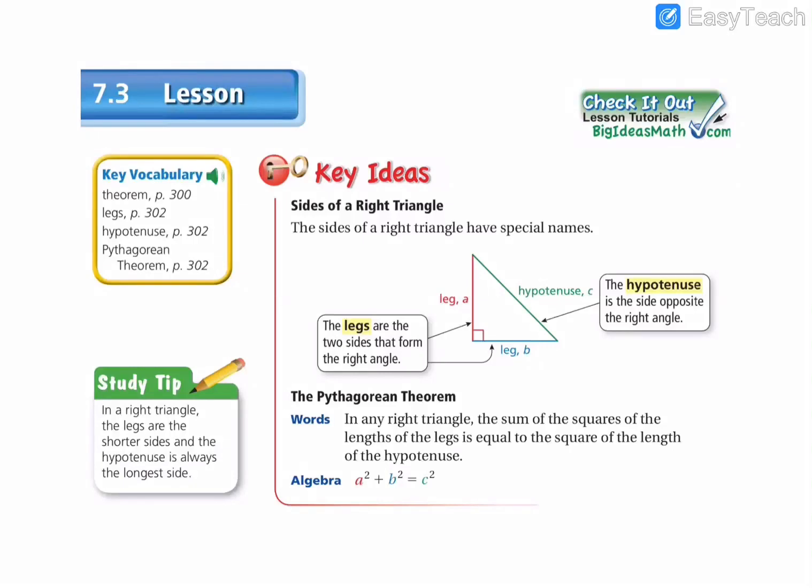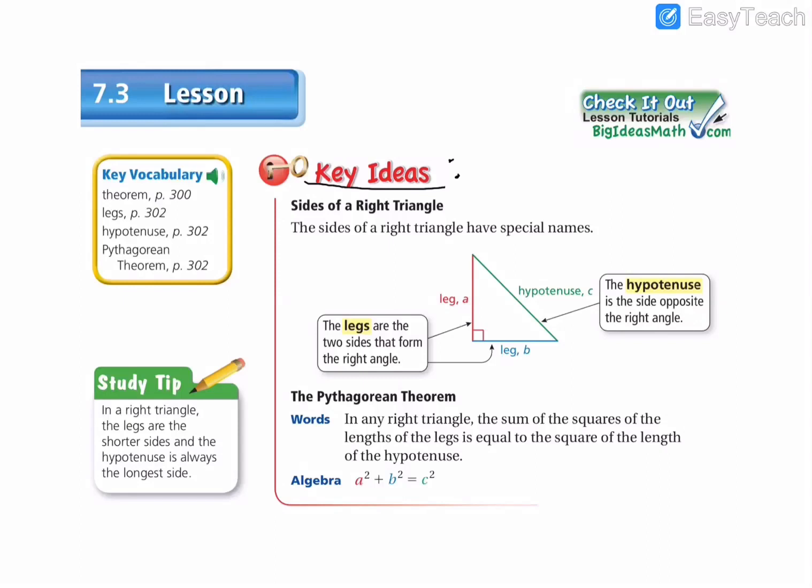Okay, so this is the 7.3 lesson on the Pythagorean theorem. In your notebook, you should be writing down 7.3 lesson, title it Pythagorean theorem, and then let's get started on the key ideas.